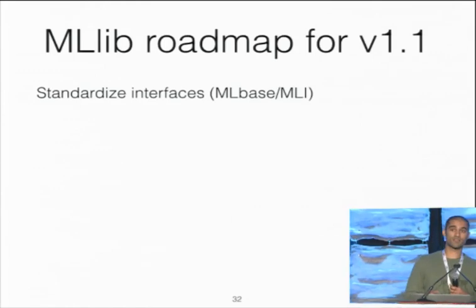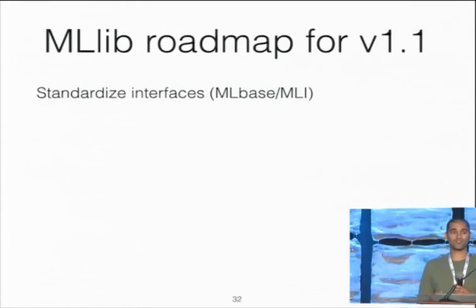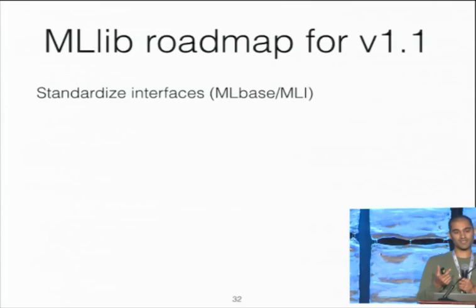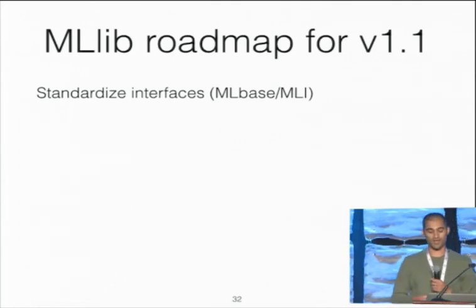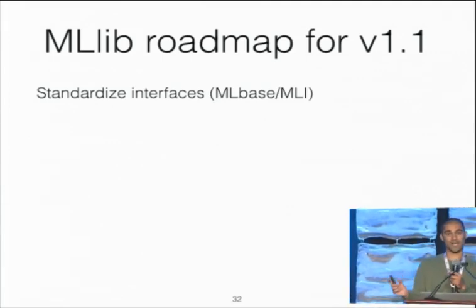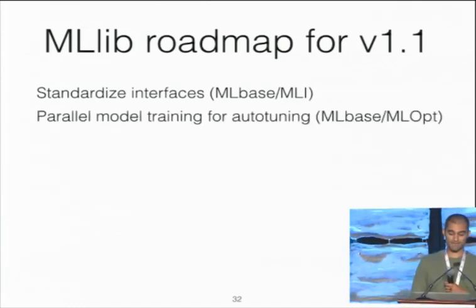Well, the first is that we want to further standardize interfaces within MLlib. This is, again, borrowing from ideas in MLI. In particular, there are many different underlying optimization primitives that you can use to train a particular model. So there are different ways to learn an SVM classifier, or logistic regression, and so on. We want to have abstractions that separate the underlying optimization primitive from the model that we're trying to learn. And this is an idea from MLI.